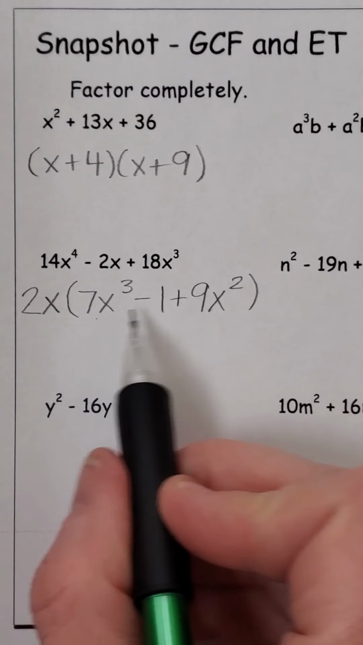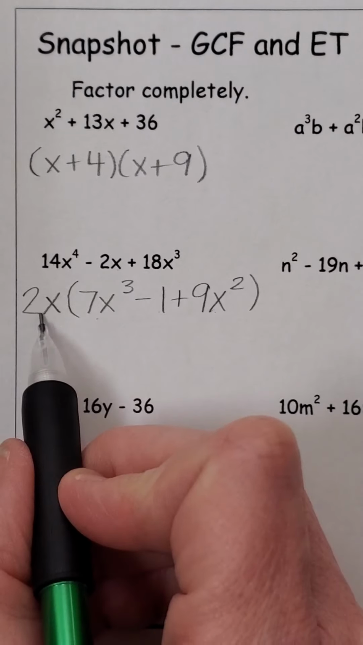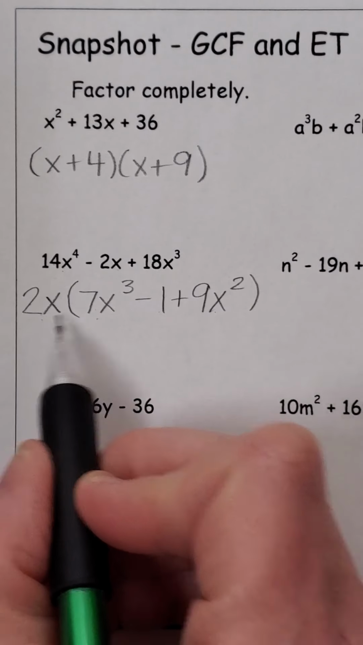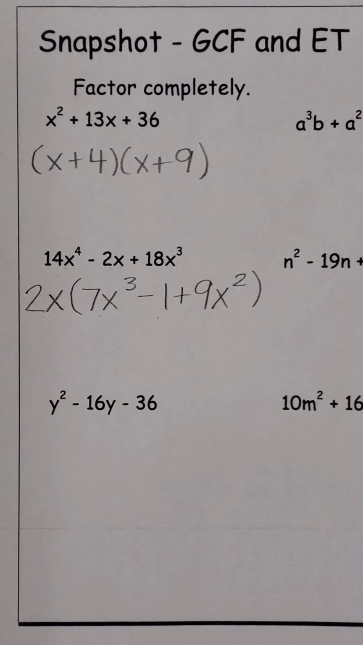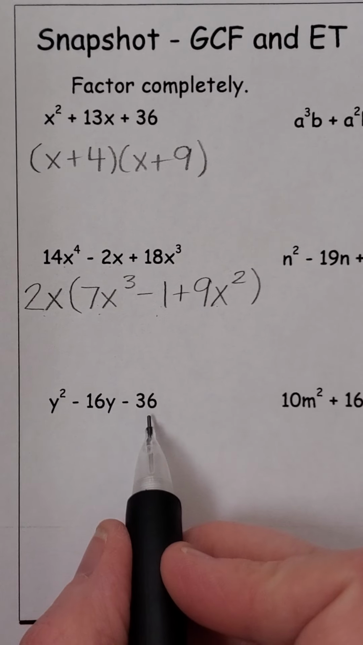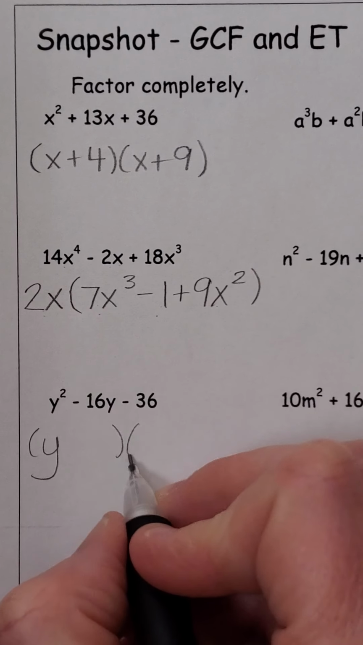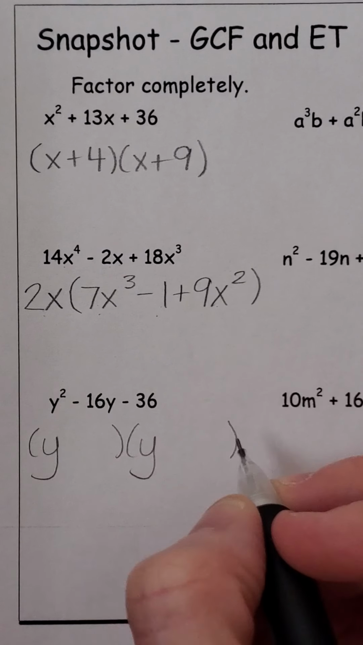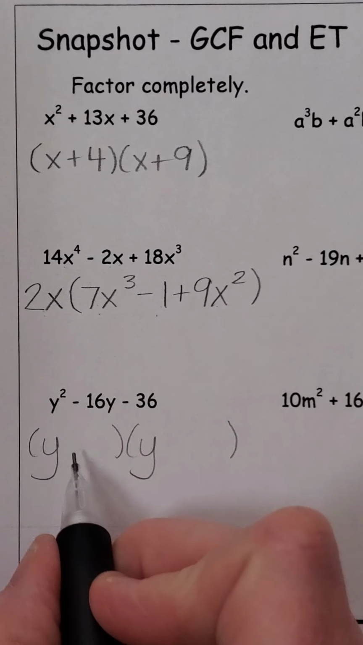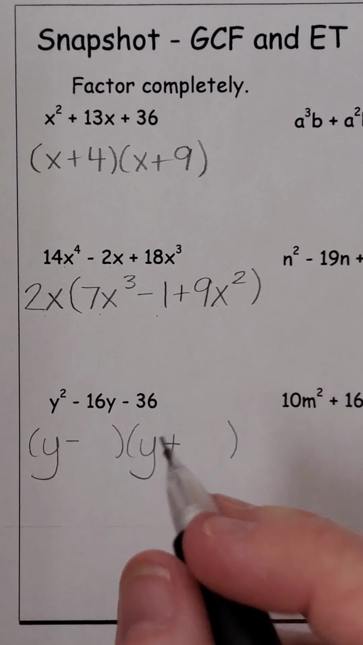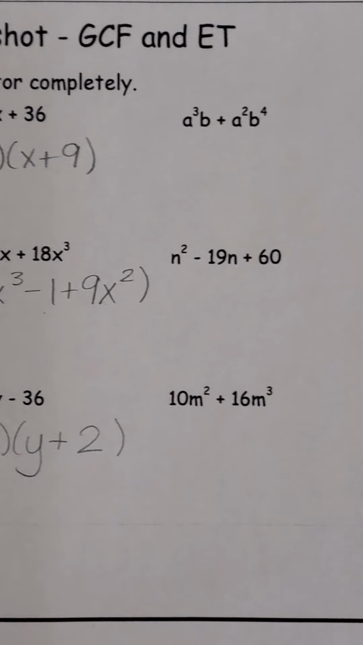So we double check to make sure that these three terms don't have anything in common, and that this times this equals this, and this times this equals this, which it does. GCF, no. So that means we can find two factors that multiply to -36 and add up to -16, and because we have the plus minus minus, we're going to need one of each. And so that will be -18 and 2.